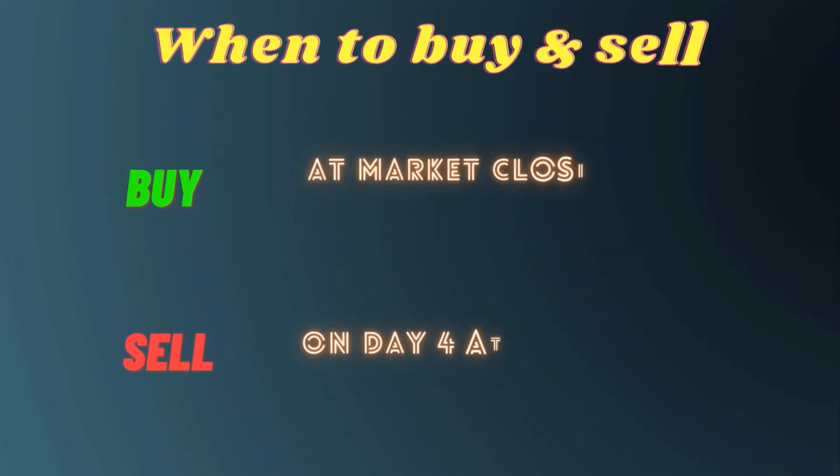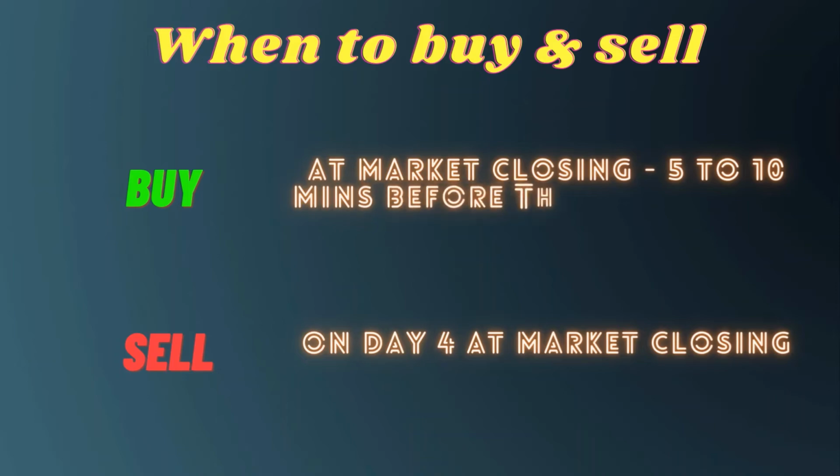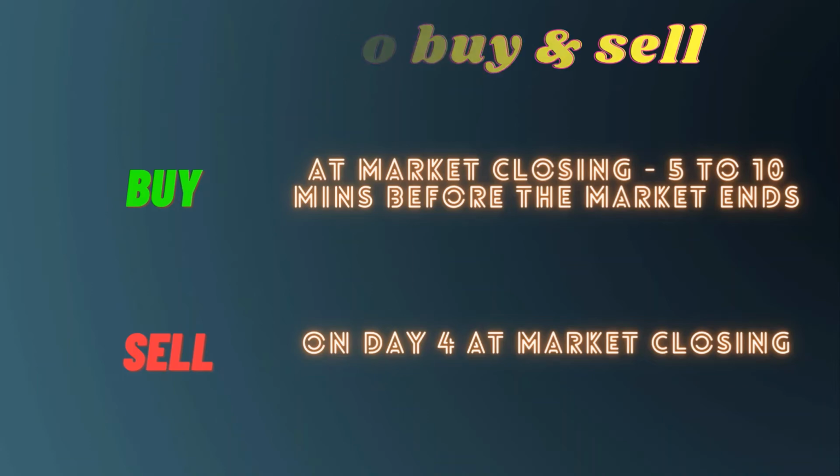So the question now is when to buy and sell. We check the rules or conditions at market closing, preferably 5 to 10 minutes before the market ends, because that's when the volatility reduces significantly. Stock prices do not move much, the technical indicators do not fluctuate much, and we have a fair idea about the price and the value at which the stock as well as the indicators are going to close. So we buy as soon as we get a signal, and we sell on day 4 again at market closing.